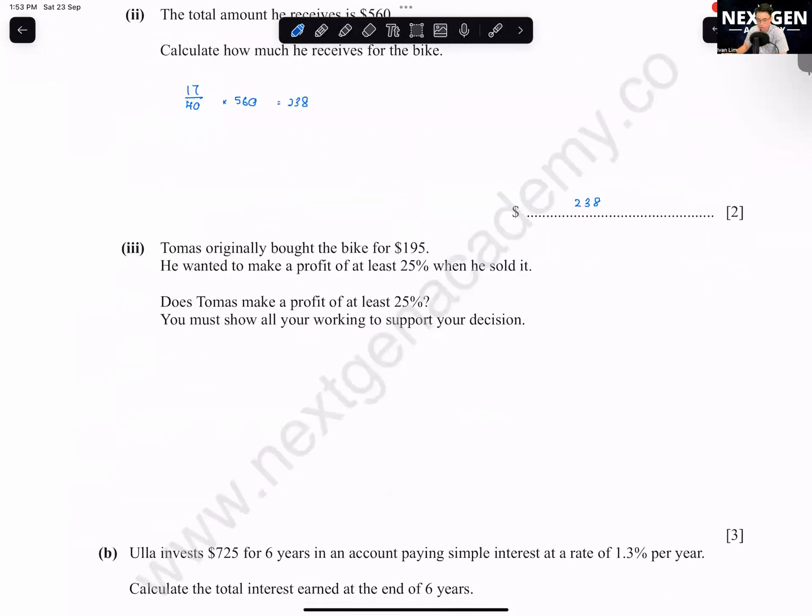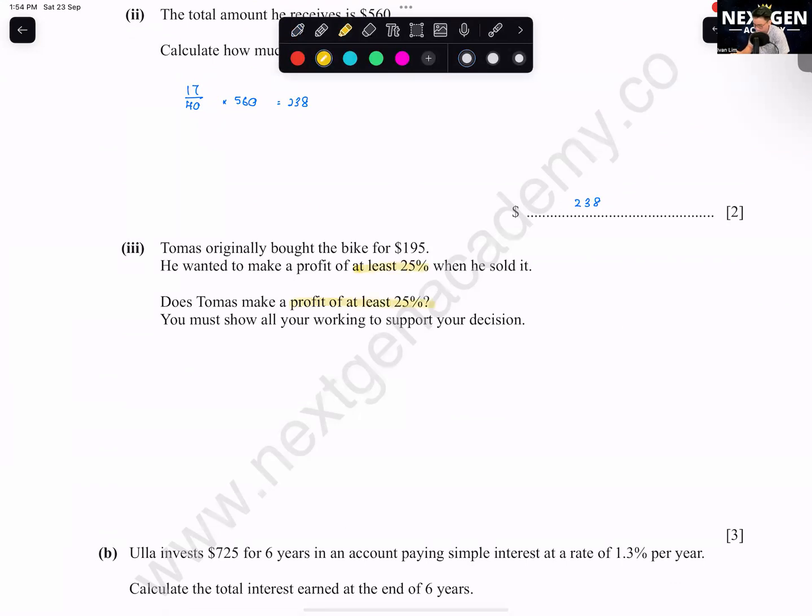Number 3. Thomas originally bought the bike for 195. He wanted to make a profit of at least 25% when he sold it. Does Thomas make a profit of at least 25%? You must show all your working to support your decision. So how much did he sell the bike for? He sold it for $238. So we count how much he profited first.